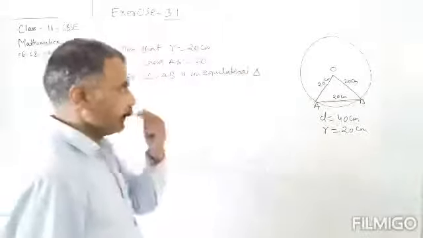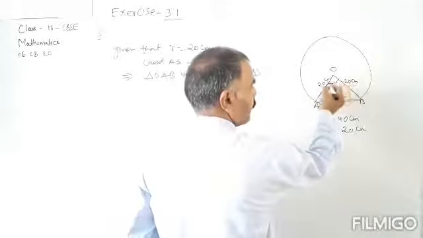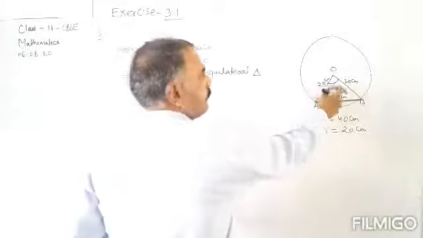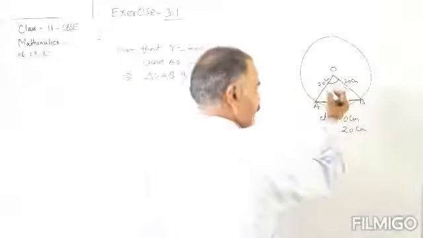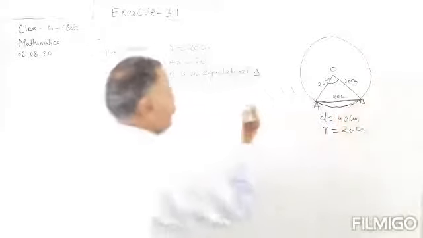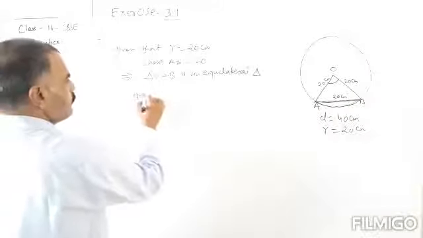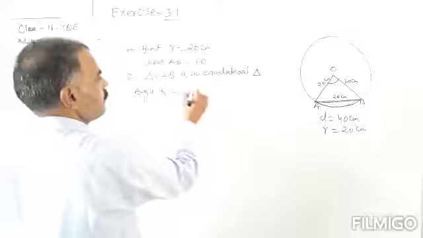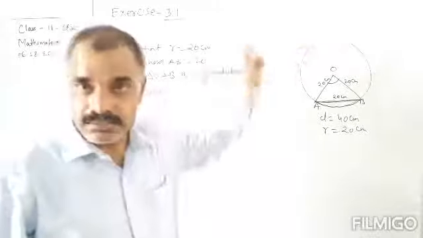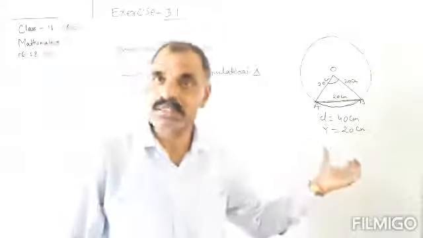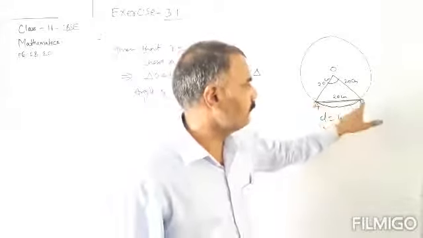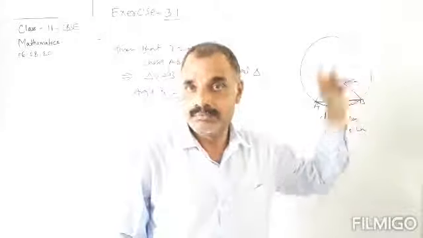So this theta, the angle subtended by this chord, is 60 degrees, or the angle subtended by this arc is 60 degrees. So angle theta is equal to 60 degrees. The other angle will be 360 minus 60, that is 300 degrees. So the minor arc will be this arc AB. This arc AB will be minor.